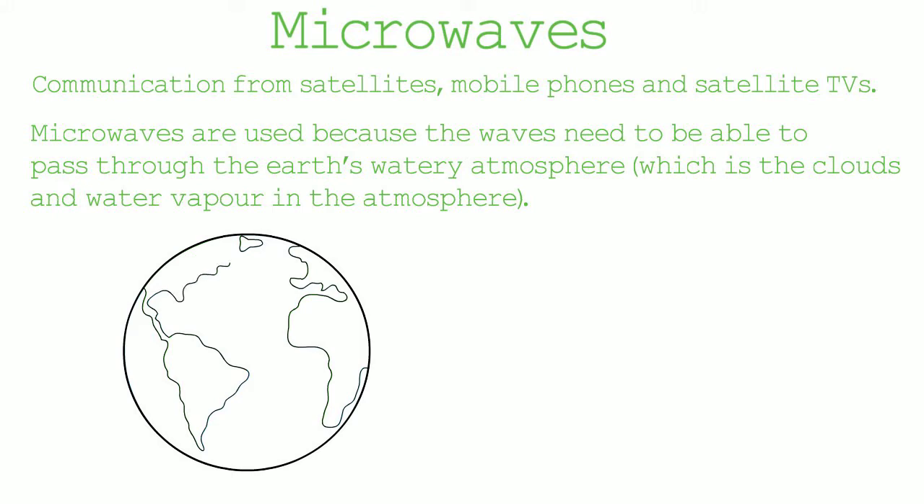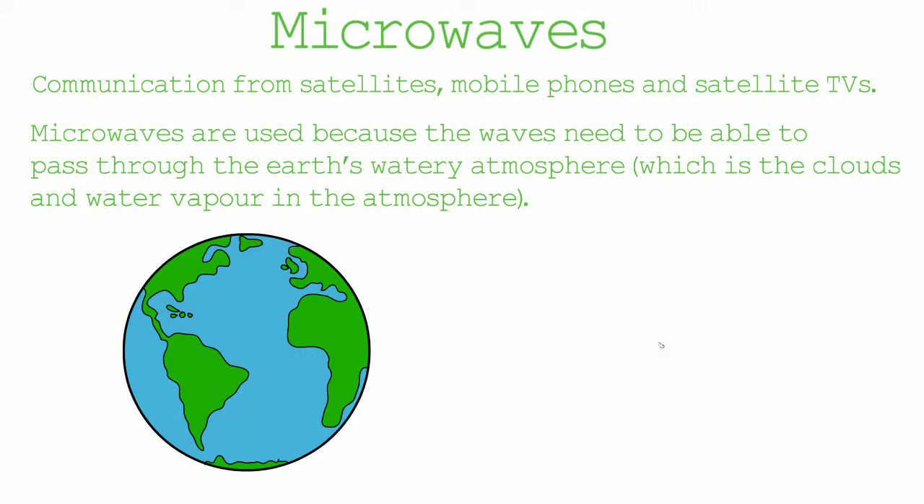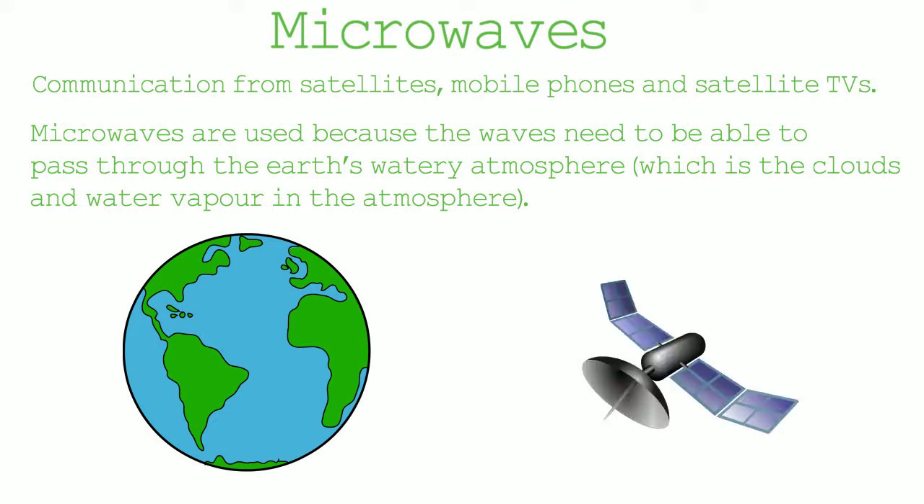Satellite TV works by a transmitter transmitting the signal into space where it is received by a receiver dish on a satellite. The satellite then transmits the signal back to Earth in a different direction where it is received by a satellite dish on the ground, such as the satellite dish that is on the side of your house. Mobile phones also use microwaves.